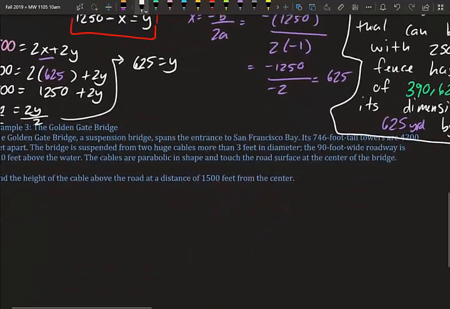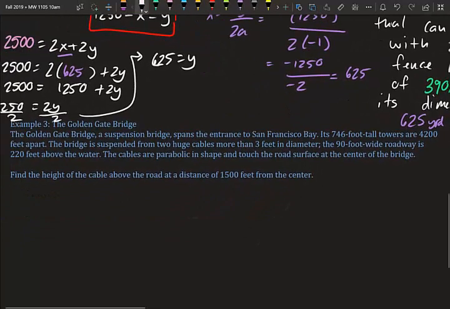All right, this is the bonus question. The Golden Gate Bridge, a suspension bridge, spans the entrance to San Francisco Bay. Its 746-foot tall towers are 4,200 feet apart. The bridge is suspended from two huge cables more than 3 feet in diameter. The 90-foot wide roadway is 220 feet above the water. The cables are parabolic in shape and touch the road surface at the center of the bridge. Find the height of the cable above the road at a distance of 1,500 feet from the center.